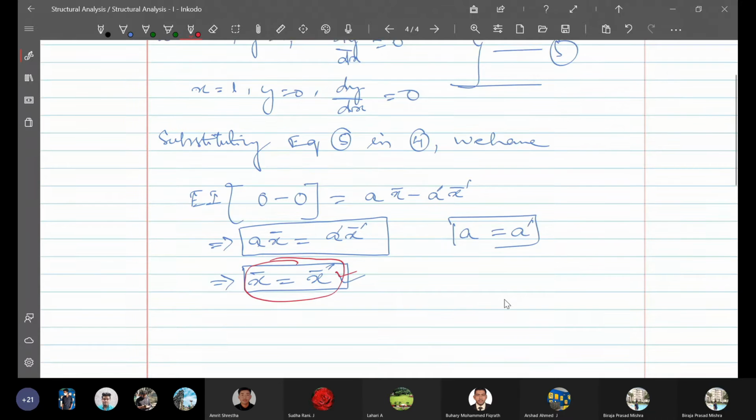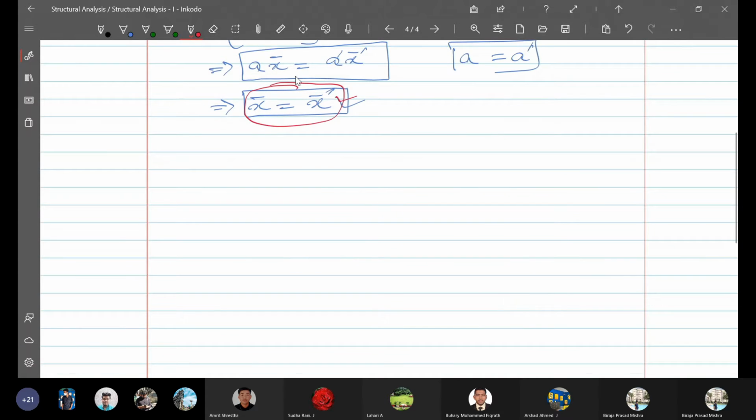You can take the heading as special cases. In the first special case, case 1, we are saying that the fixed beam is carrying a point load.